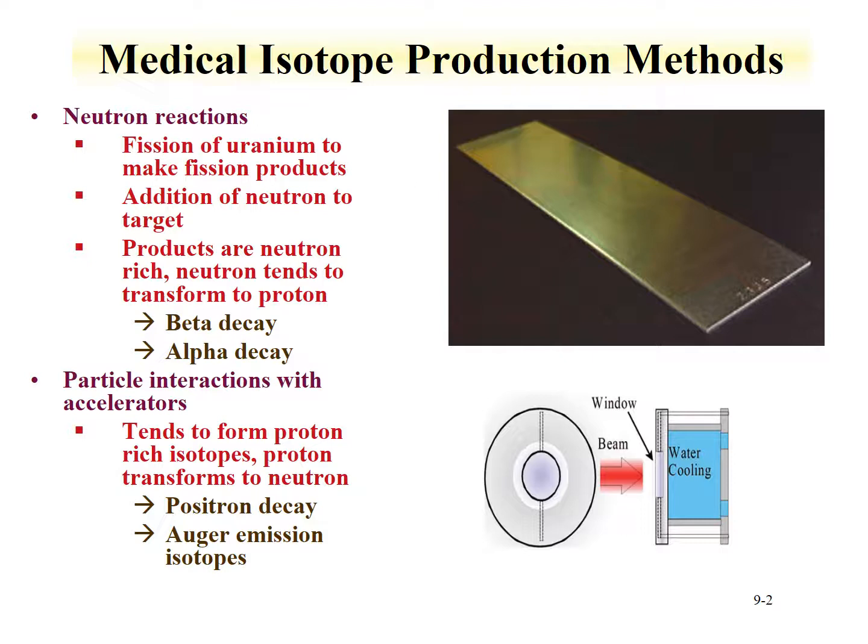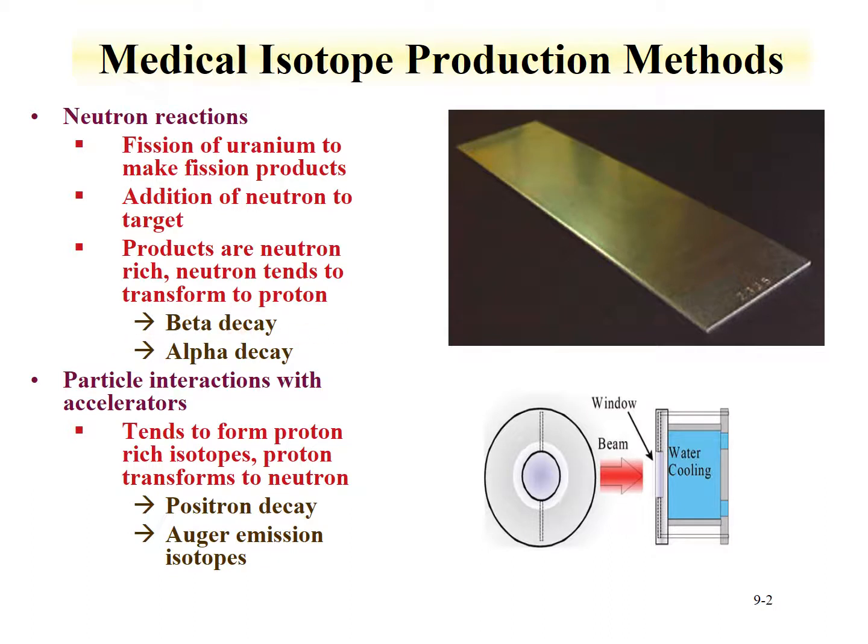Medical isotopes are also a large area of application of nuclear material. Again, as a review, there's two routes for producing medical isotopes: neutron reactions, where uranium is fissioned. One can utilize the fission products, or the neutrons coming from the fission process can be added to a target, reacted with a target, and then that target is used to obtain the product of interest. From neutron reactions, products tend to be neutron rich, and they tend to decay through either beta decay or alpha decay.